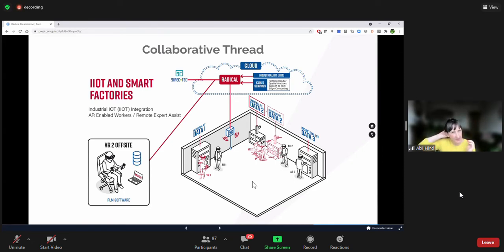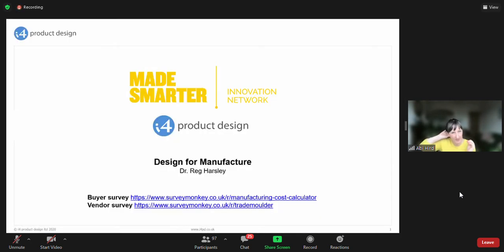Reg looks after software development at i4 Product Design. He's got loads of experience of injection moulding and designing products for injection moulding, and they've recently received funding through the Made Smarter Innovation CR&D program to develop software to address the need to understand the costs of tooling and costs of manufacturing early in the design process to improve decision making. So yeah, Reg, I'll hand over to you now.